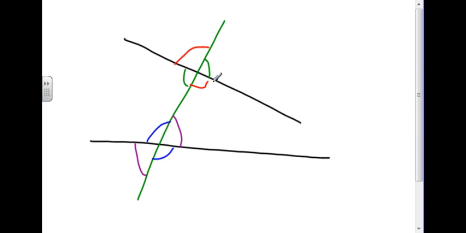Corresponding angles are exterior, interior angles on the same side of the transversal. We already covered that. Alternate interior angles, and so on. Okay, so it looks like we're done with everything except working problems.